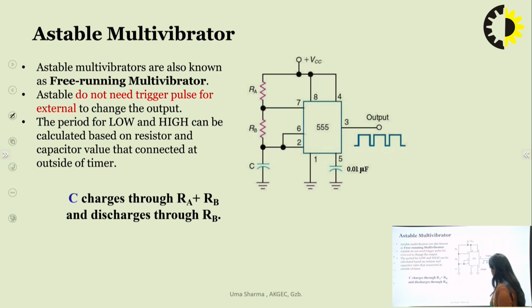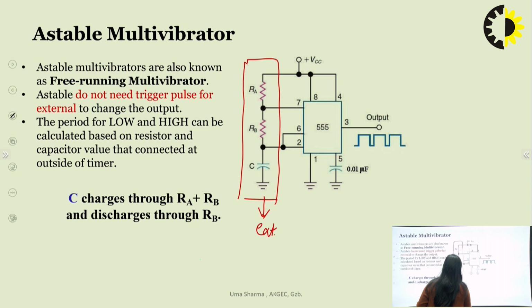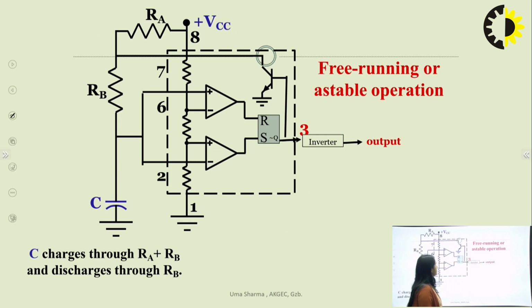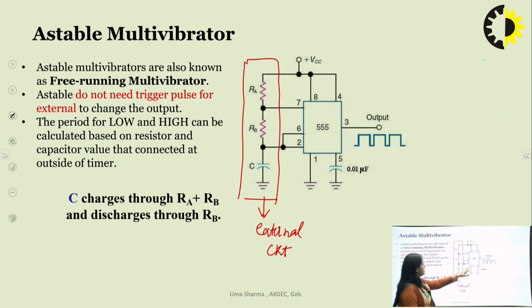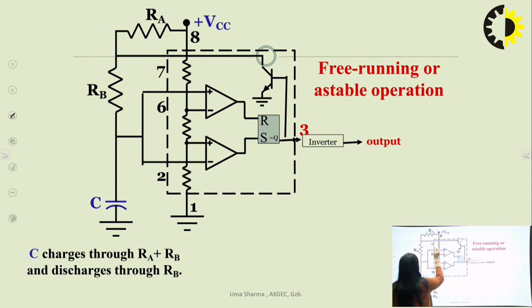So, this is the circuit for the astable multivibrator. Here the 555 timer IC is connected, and this network is connected to produce a square wave. This is the external circuit to the 555 timer. I can redraw this circuit with its functional block diagram, replacing the timer by its functional block diagram. Here you can see RA, RB, and these are 5K, 5K, 5K resistors. At this point, the value is 2 by 3 VCC and this value is 1 by 3 VCC. Now, this is the transistor Q1, which is used to discharge the external capacitor.